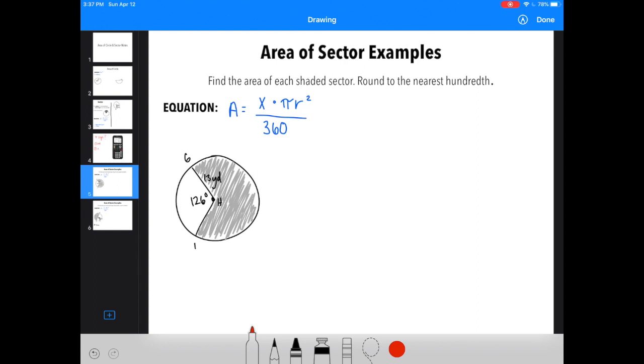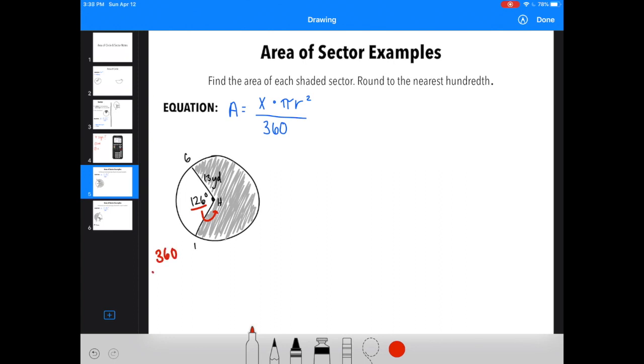Okay, here we want to find the area of the shaded sector, and you're going to round to the nearest 100th place. I have our equation up there at the top: x times pi r squared divided by 360. Looking at my figure, I need to figure out what my variables are. Do I have x? Well, it gives me the central angle of the non-shaded part. That's not x. That's another angle within my circle, but I can use that to find my shaded part.